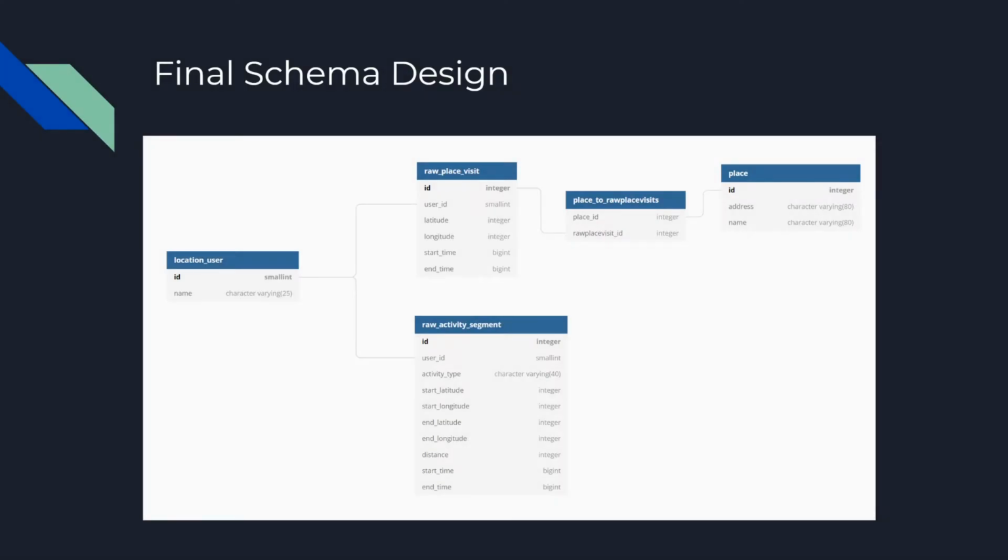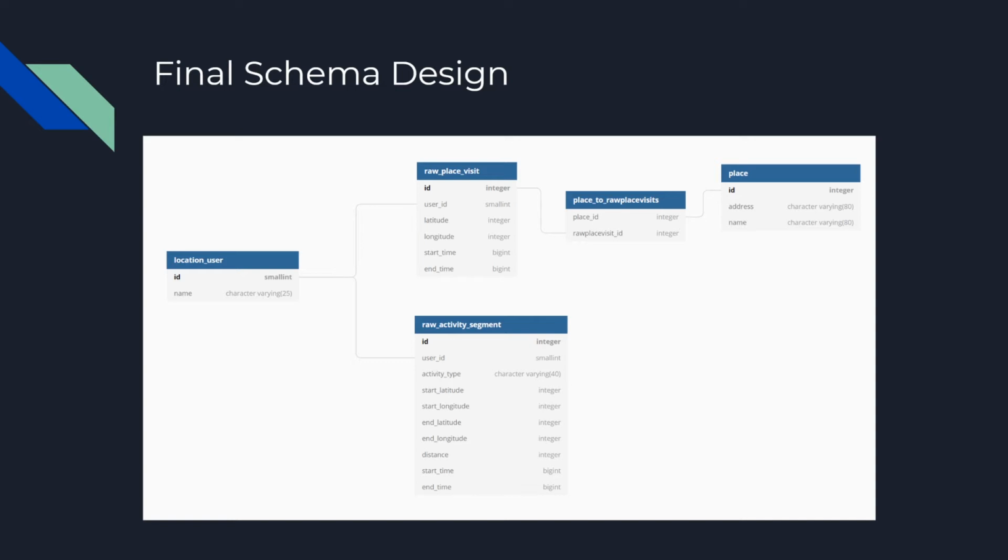This is my final schema design. I decided to flesh out the information they have in that JSON into two main tables. One is an activity and one is a place. The activity I decided to store in its own table because most of the information isn't redundant. The place I decided to flesh out into the place visit and the place itself because you can visit one place many times.